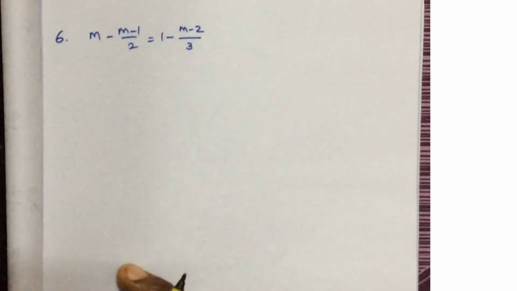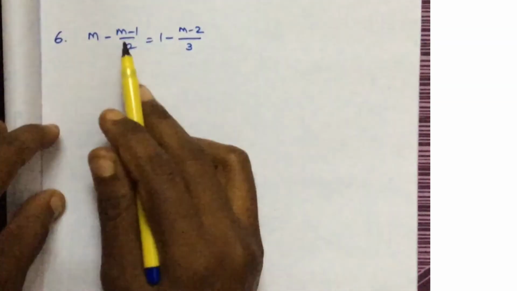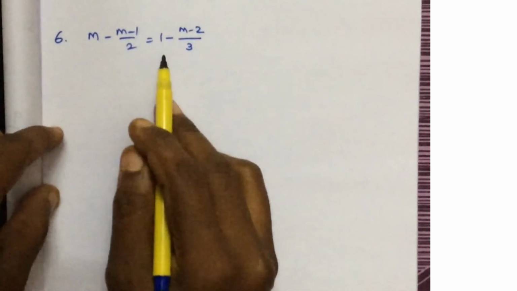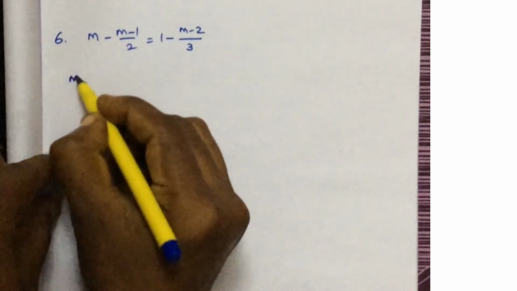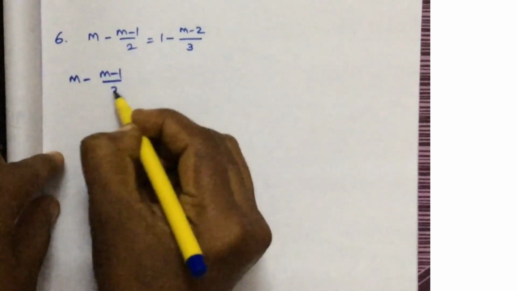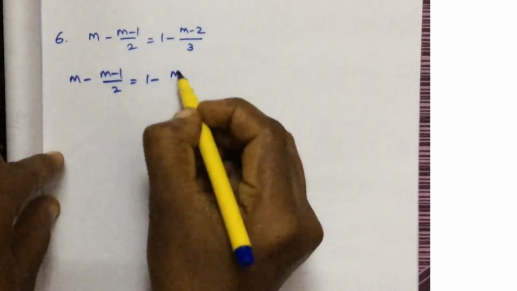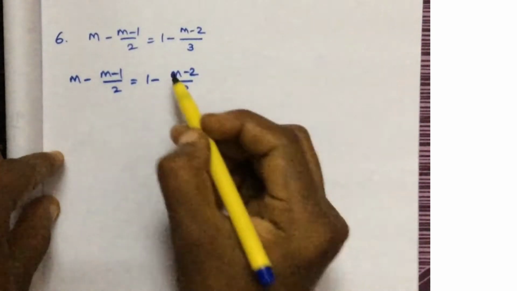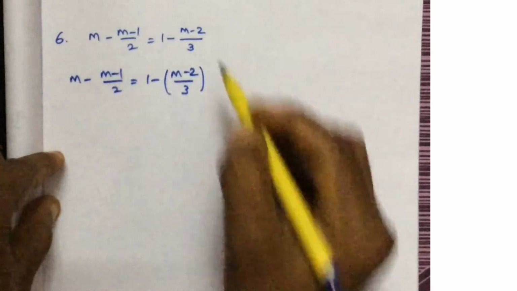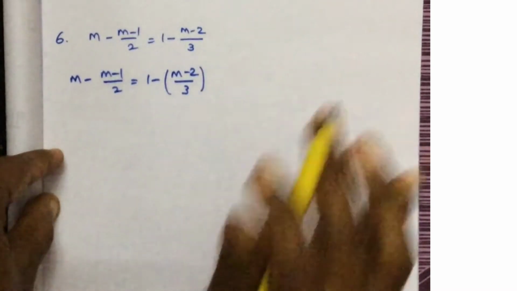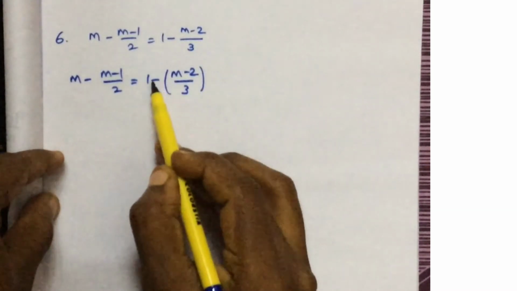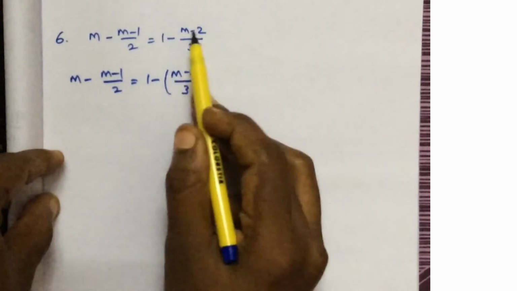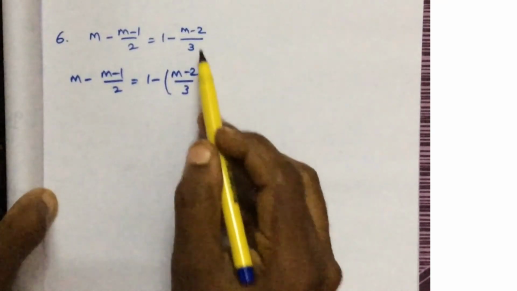Now, the sixth problem is (m minus 1)/2 equal to 1 minus (m minus 2)/3. Now, I am rewriting (m minus 1)/2 equal to 1 minus (m minus 2)/3. Here I am going to put a bracket, which is the same. What I mean is, this negative sign is common to both m and also to this 2. So, both are the same.